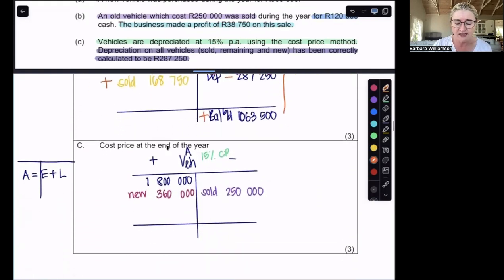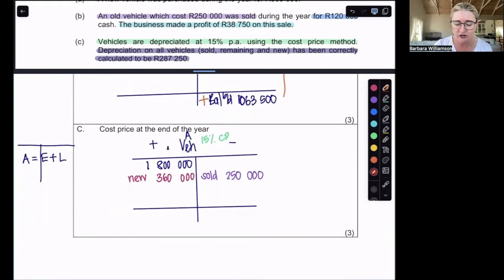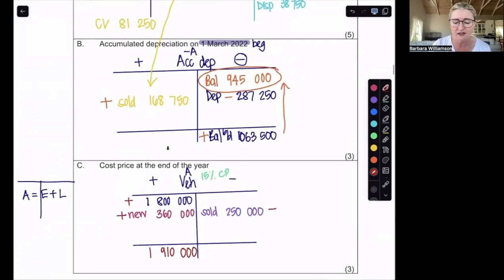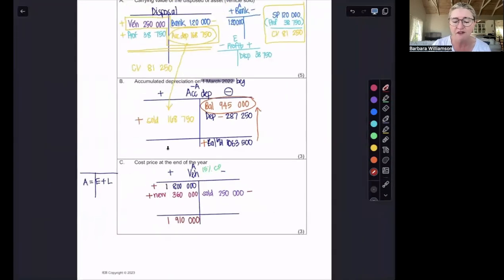Your cost price at the end of the year is very straightforward, because you just need to work down and say your 1,800,000 plus your 360,000 minus the 250,000 will give you your vehicles at the end as 1,910,000.